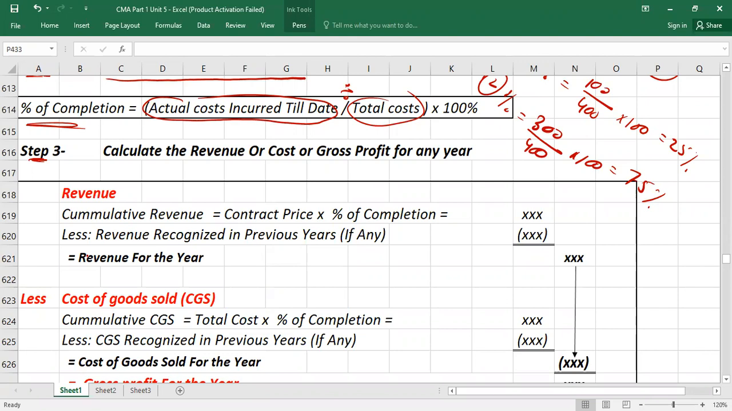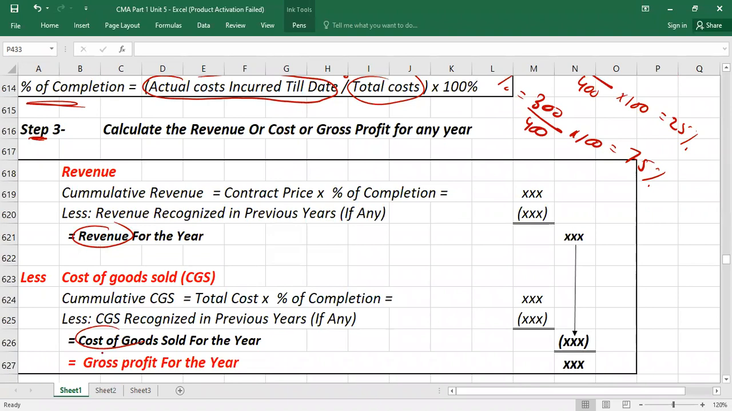Number 1, he will ask you what is the amount of revenue that should be recorded in any specific year. Second question, he will ask you what amount of cost of goods sold should be recorded in any specific year. And third question, he will ask you what is the amount of gross profit that will be recorded in any given period. So how will you answer now? I need your concentration here.